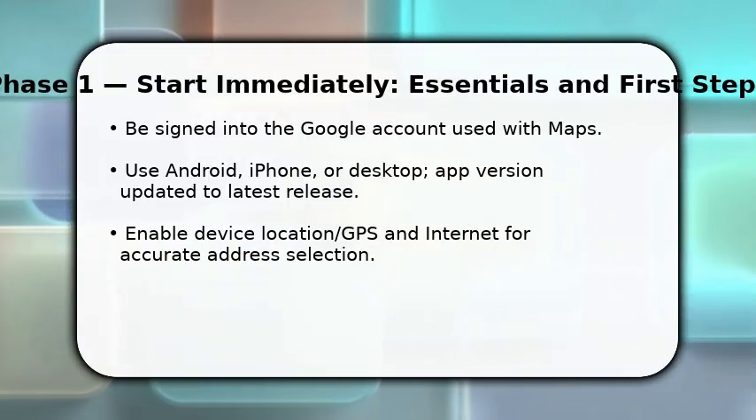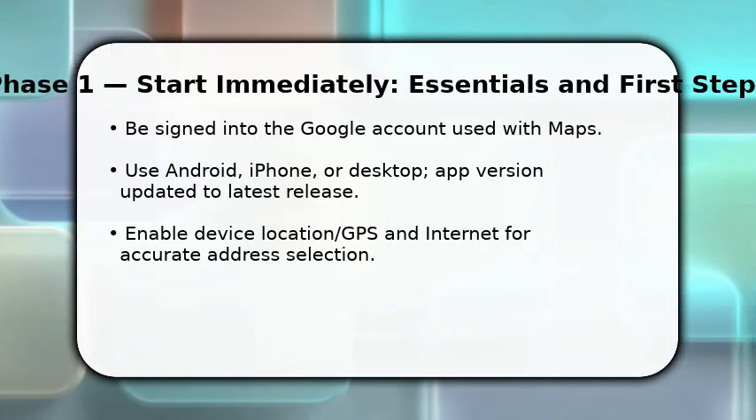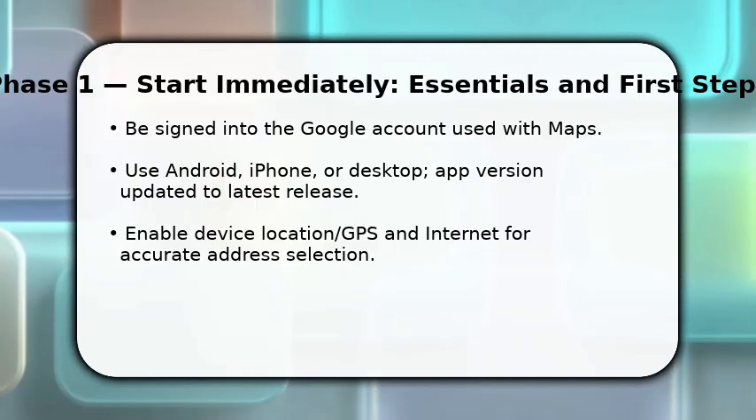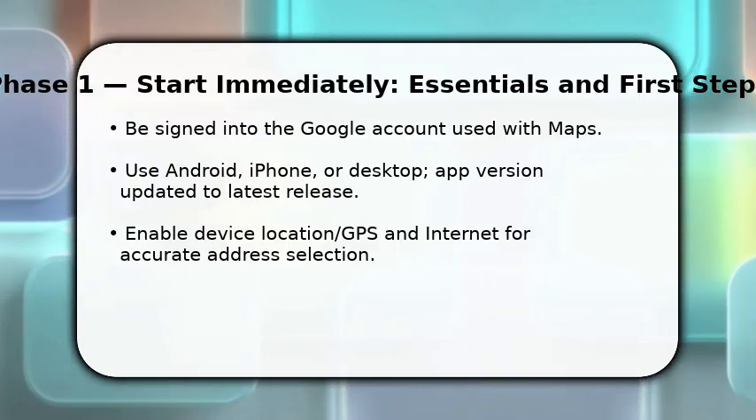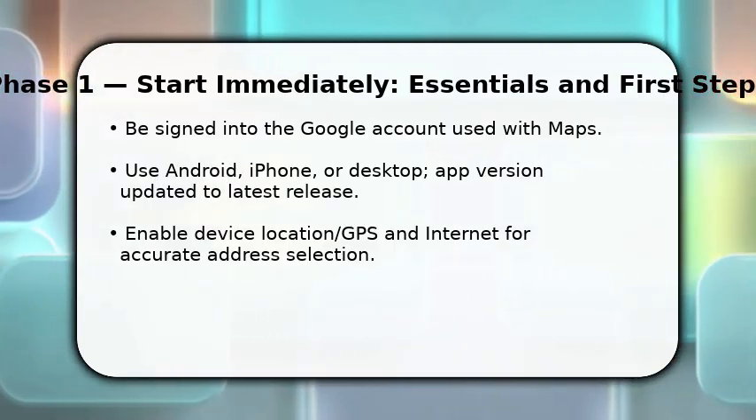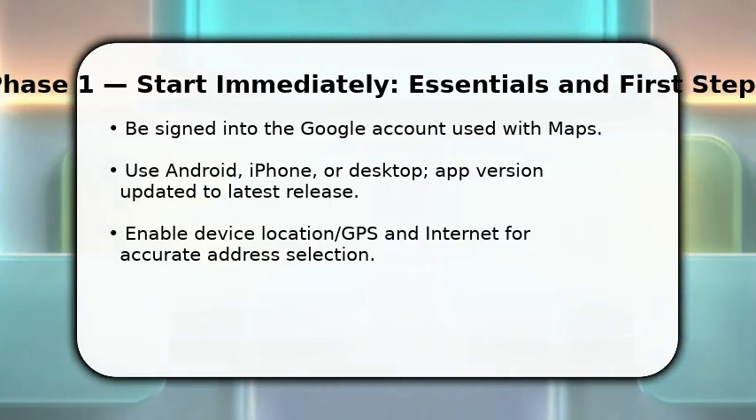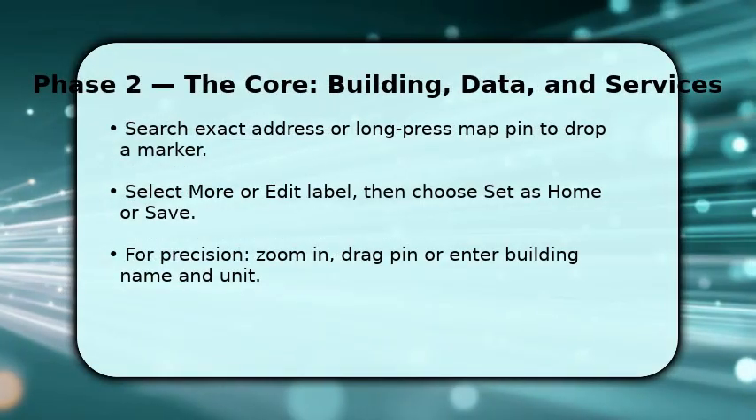Make sure location services are active so the map can place pins accurately. Without that, addresses and suggested corrections may be off, which is why signing in and enabling GPS matters before changing the home location. Now edit the home label by searching the exact address or dropping a pin on the map.